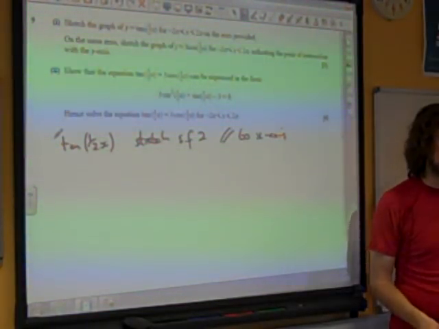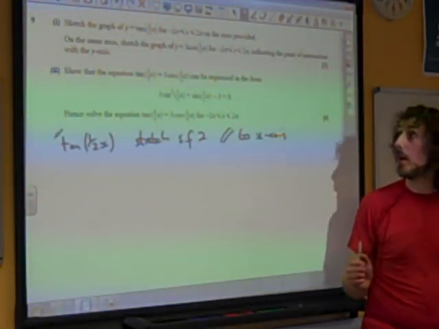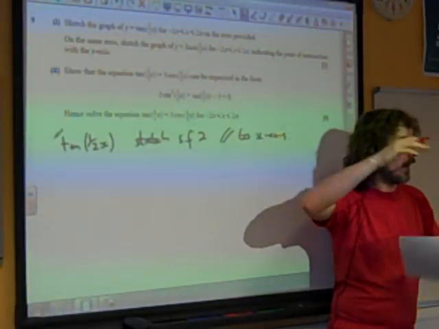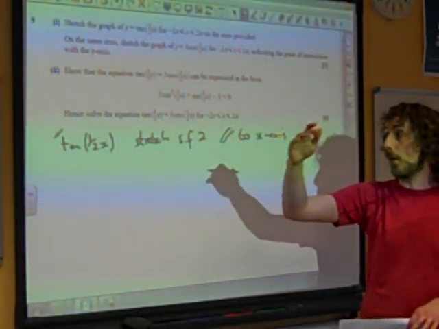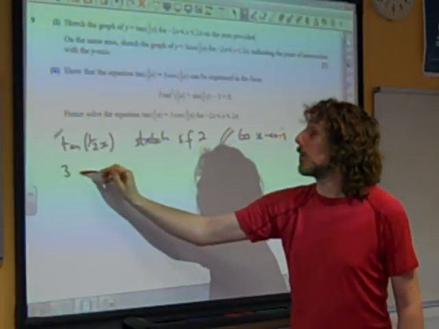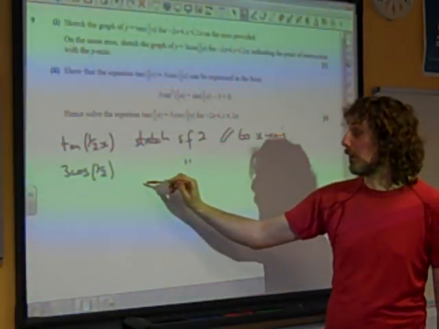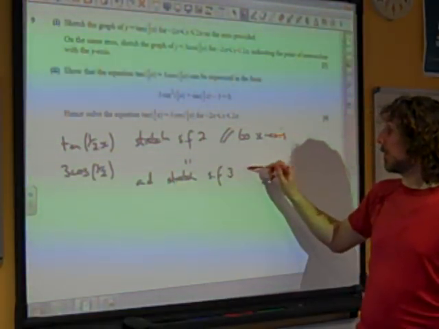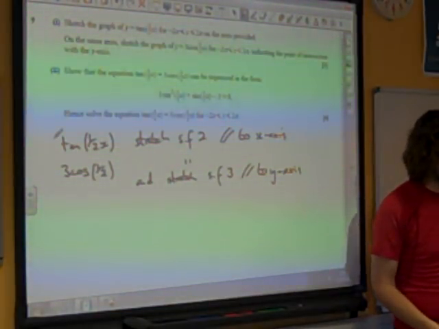3 cos half x. Well, that's two transformations happening at once, but it's okay because they're in perpendicular directions, so they don't interfere with each other. The half x one is again a stretch in that direction, and the 3 is going to be a stretch scale factor 3 in the y direction, parallel to the y-axis. So we've got both things happening for 3 cos half x. It's a stretch scale factor 2 parallel to the x-axis plus a stretch scale factor 3 parallel to the y-axis. Right, I feel that I'm about ready to draw these.